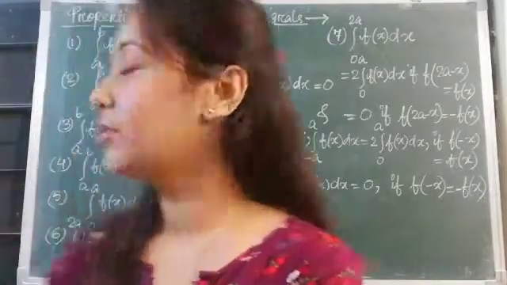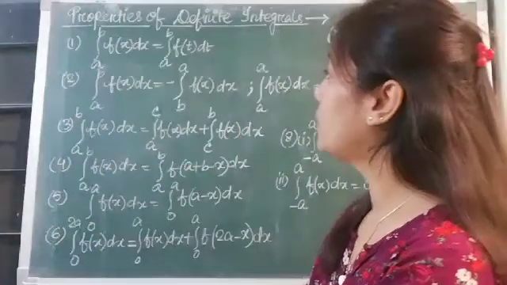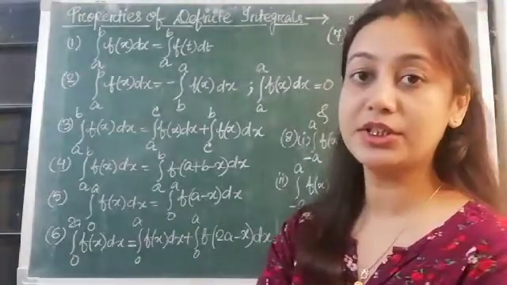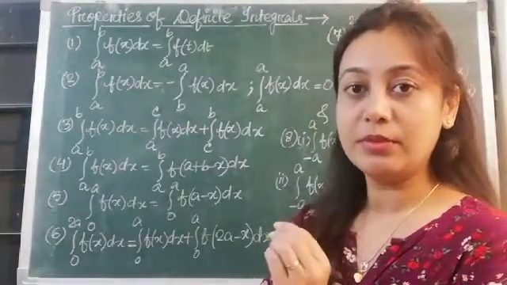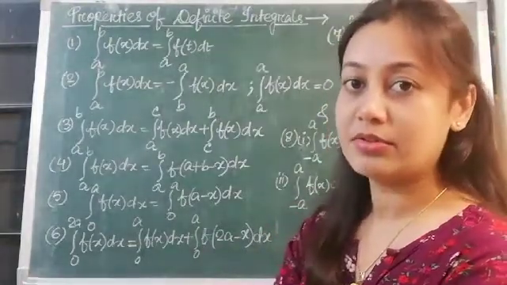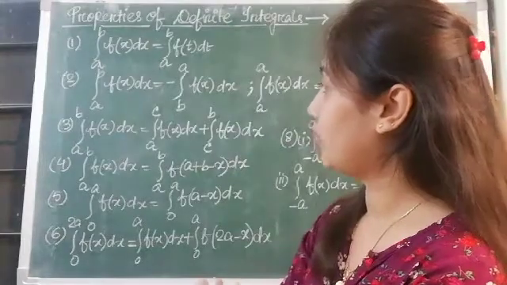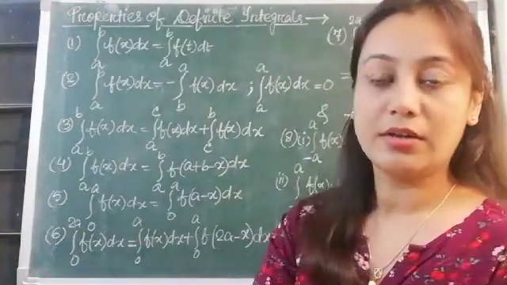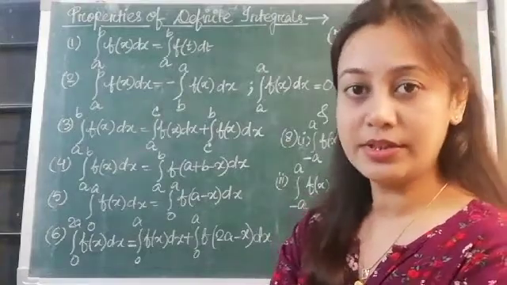So the first property is integration of a to b f of x dx is equal to integration of a to b f of t dt. That means if the variable of the function changes, you'll still get the same answer. Suppose you find integration of a to b sin x dx, or integration of a to b sin t dt, you will get the same answer.